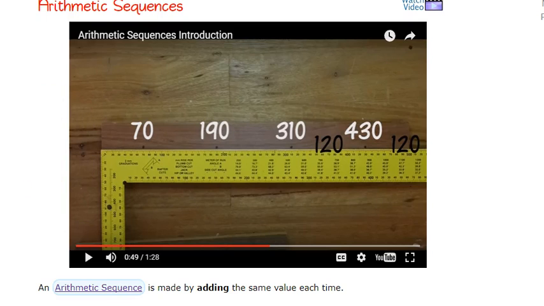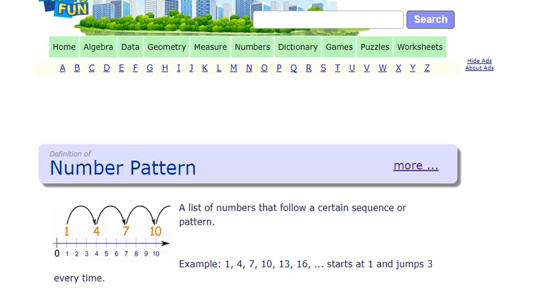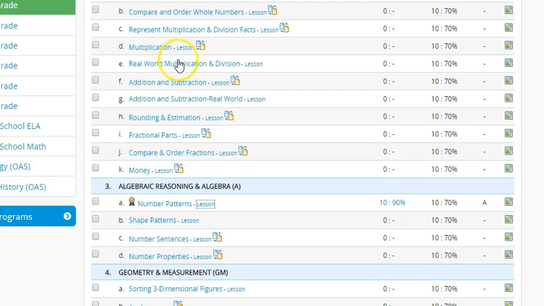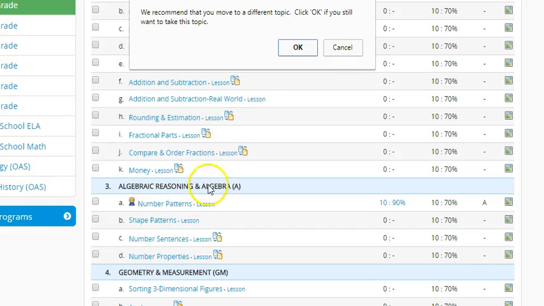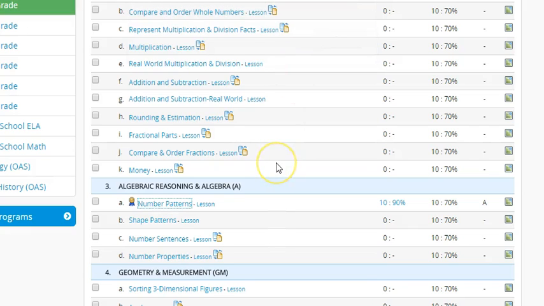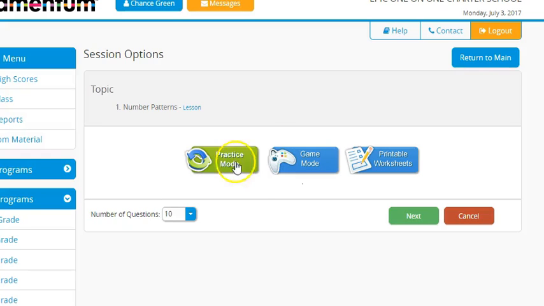So let's go now to our number pattern quiz. This would be on Study Island, and this is the one I want you to take for number patterns. So we're going to click on that. And I'll work some of these through with you.